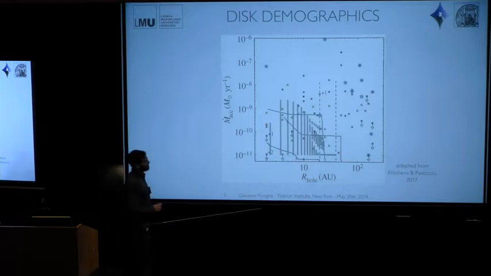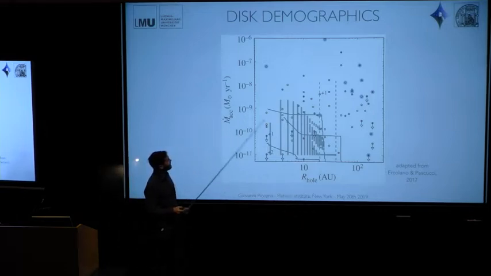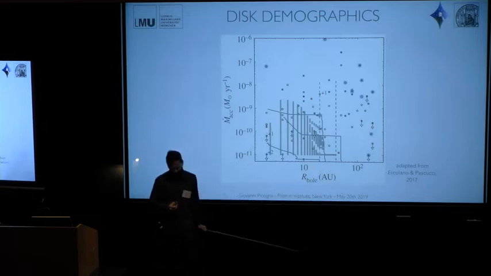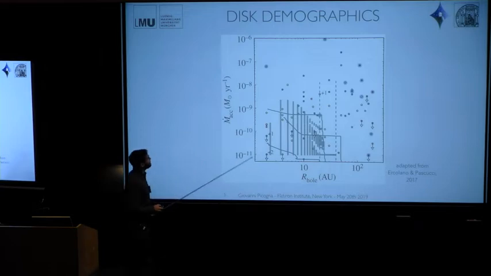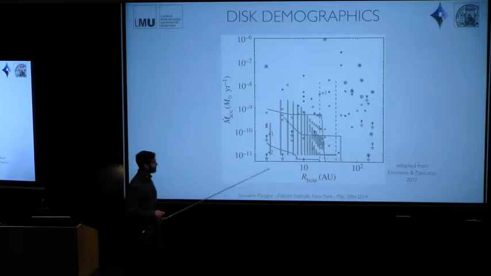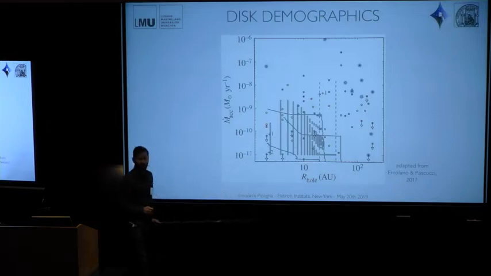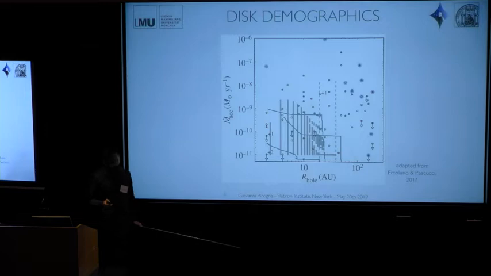I will show this plot a couple of times, so it's better if you look at it carefully. This is taken from a review on transition disks done by Espaillat and Ilaria Pascucci in 2017, and it shows basically all the known transition disks. The colored dots are all the known transition disks, mainly from SEDs, where we have the accretion rate onto the central star as a function of the hole size of the transition disk. And we can see here, overplotted in gray, some of the models coming from photoevaporation that we had.